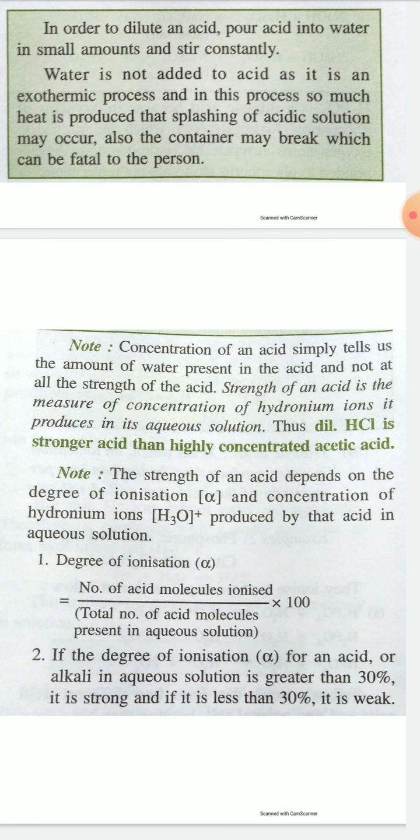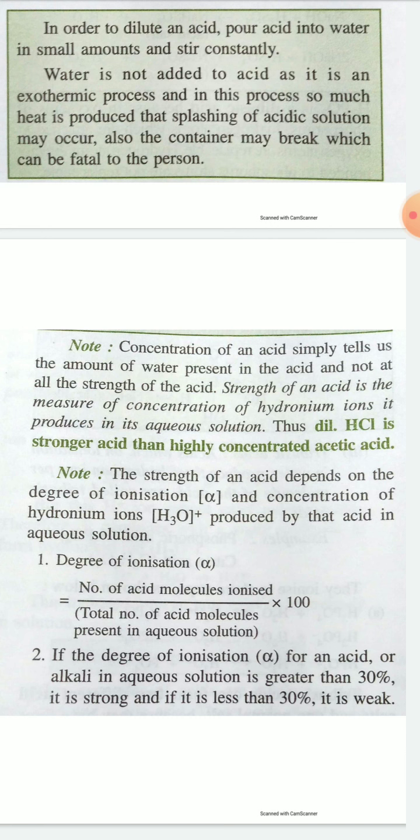While concentrated acetic acid is a weak acid which does not ionize completely and does not produce a high amount of hydronium ions. The concentration of hydronium ions is low in the case of highly concentrated acetic acid solution, but the concentration of hydronium ions is very high in the case of dilute hydrochloric acid. That's why dilute hydrochloric acid is a stronger acid than highly concentrated acetic acid.